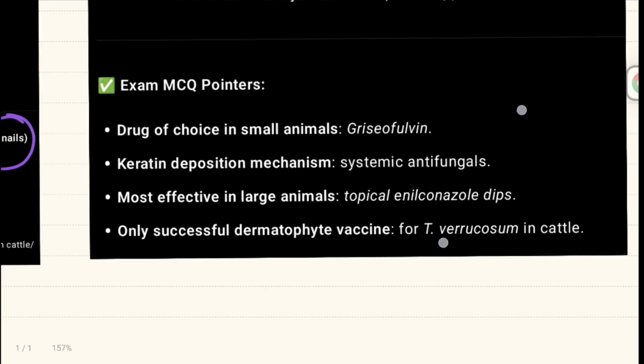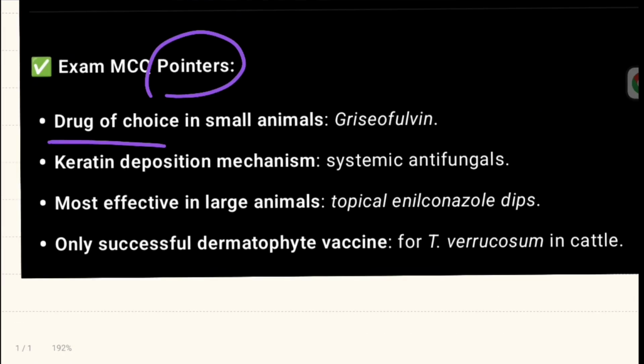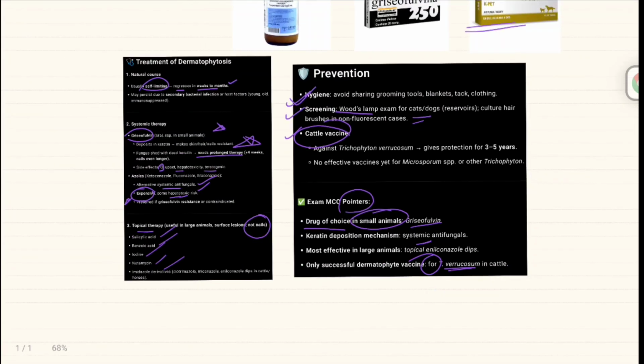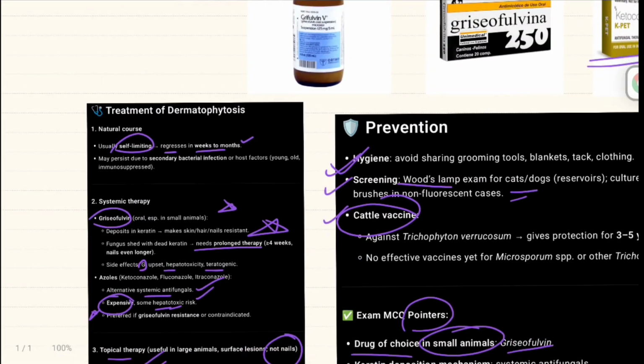So some of the pointers of this topic are: the drug of choice for small animals is griseofulvin, which is deposited in the keratin, and it is used as a systemic antifungal. And for large animals, topical enilconazole dips are very effective. And the only successful dermatophyte vaccine developed is for Trichophyton verrucosum in cattle. So this is about the treatment and prevention of dermatophytosis.